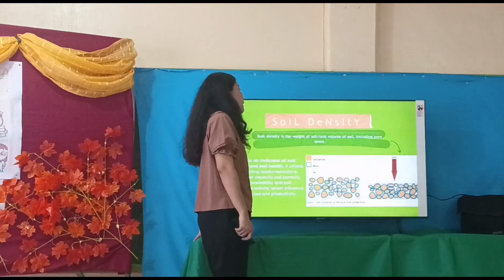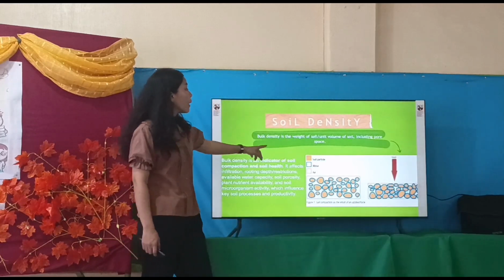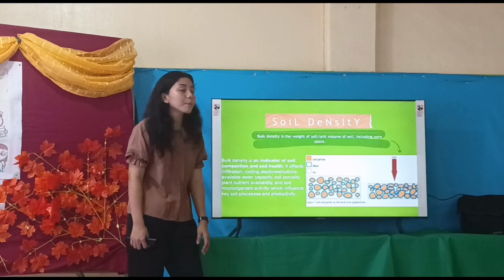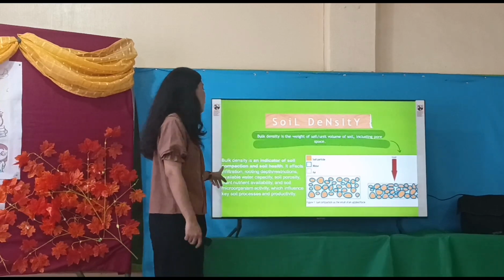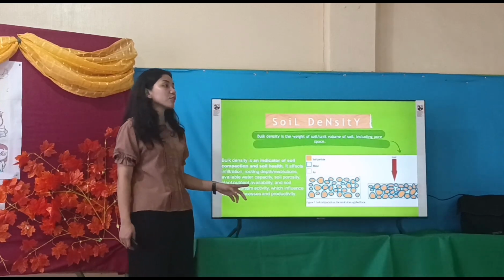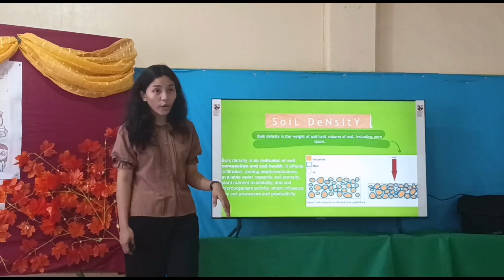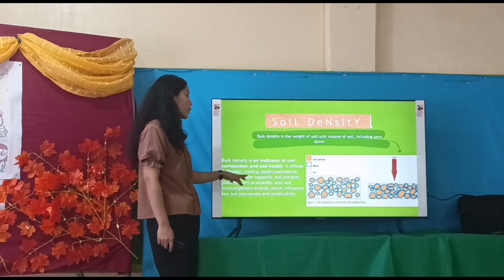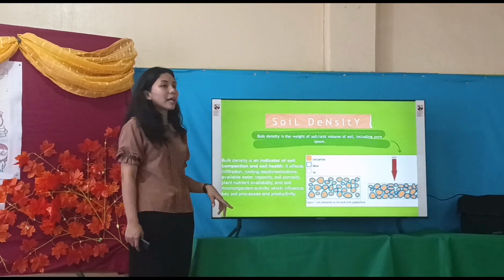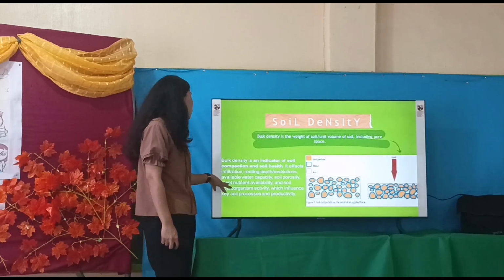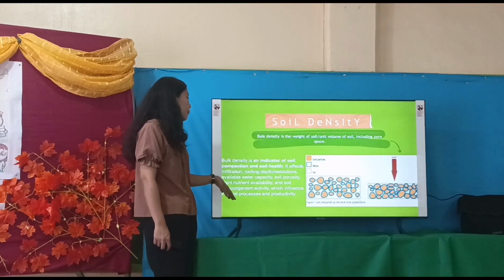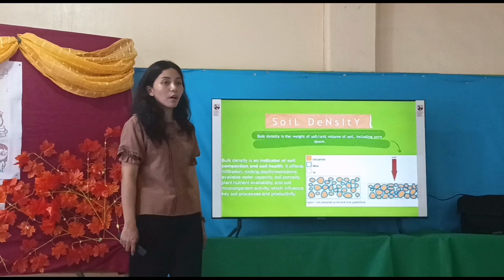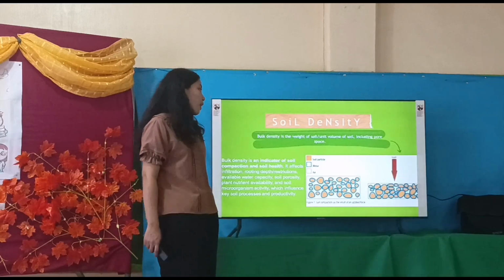Next is the soil density. Bulk density is the weight of soil per unit volume of soil, including pore space. So bulk density is an indicator of soil compaction and soil health. It affects infiltration, rooting depth or restrictions, available water capacity, soil porosity, plant nutrient availability, and soil microorganism activity, which influence key soil processes and productivity.